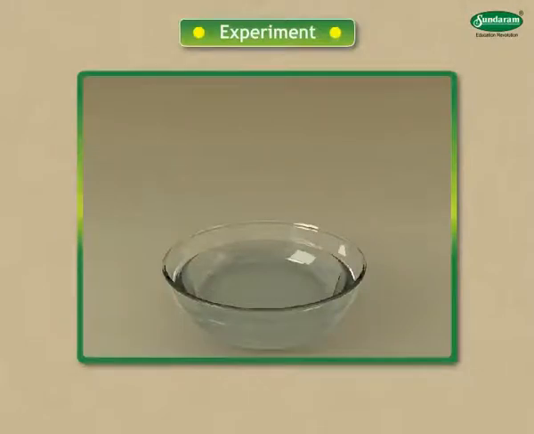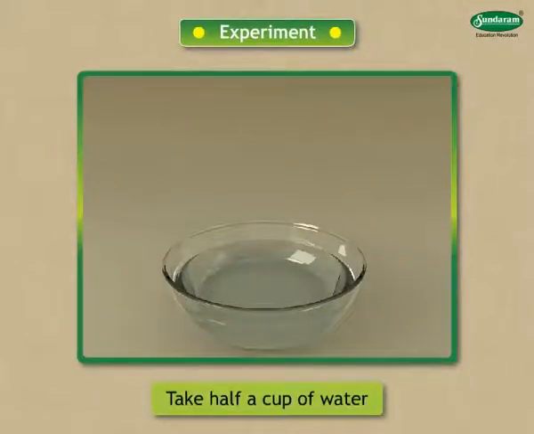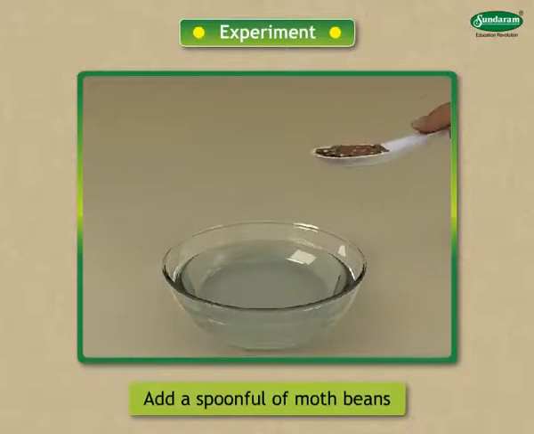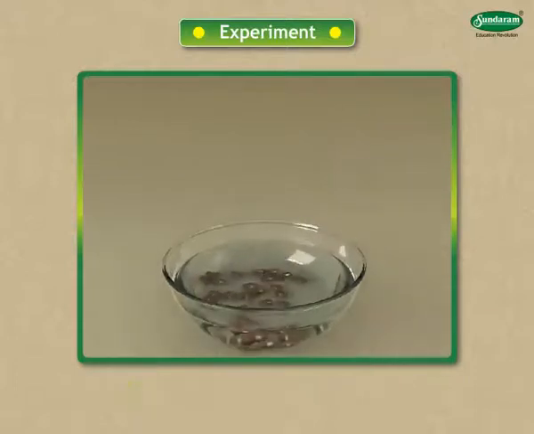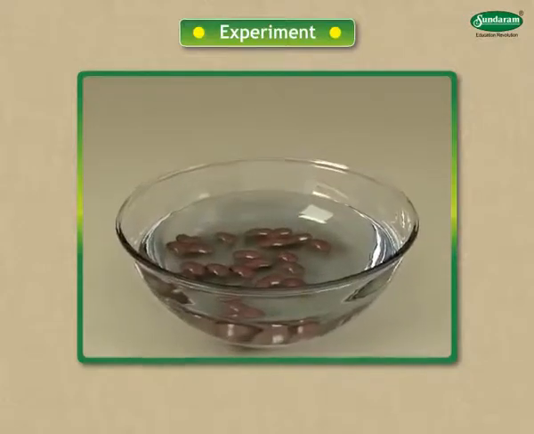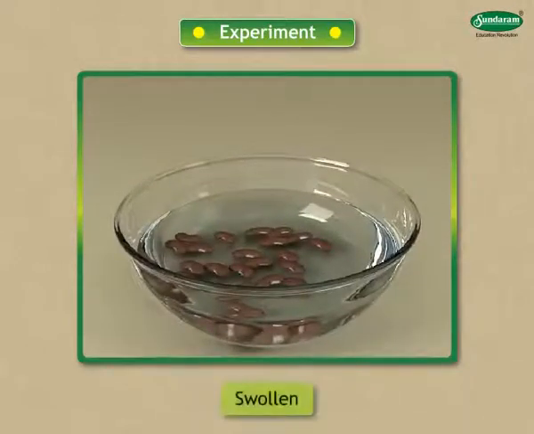Let's try this. Take half a cup of water. Add a spoonful of moth beans to it. Observe what happens after 5 hours. The moth beans are seen swollen. How much water is left in the cup? The level of water has been reduced.